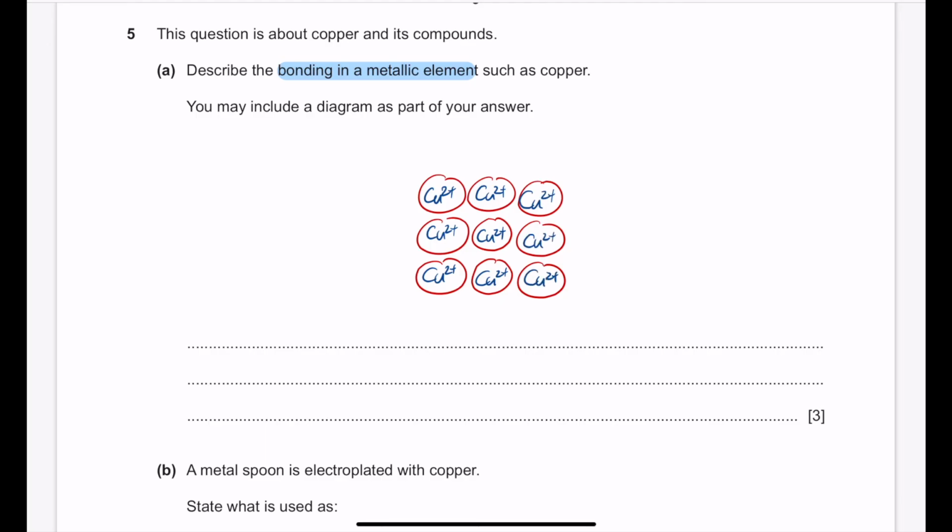Yeah, and there are also electrons, or the so-called sea of electrons, surrounding all the positive ions. So this is how the metallic structure looks. Okay, and how do we define the term metallic bonding?